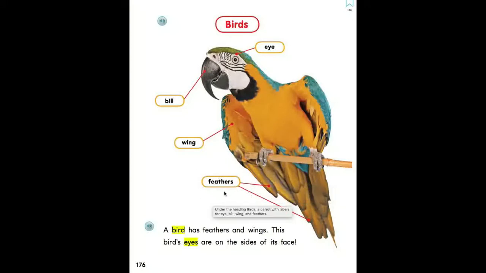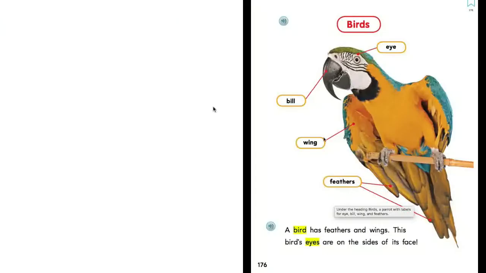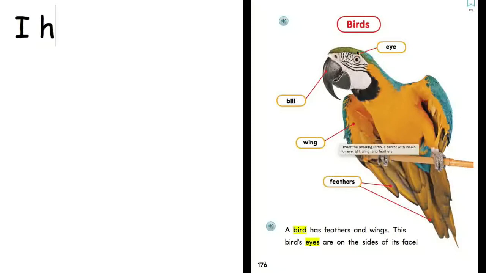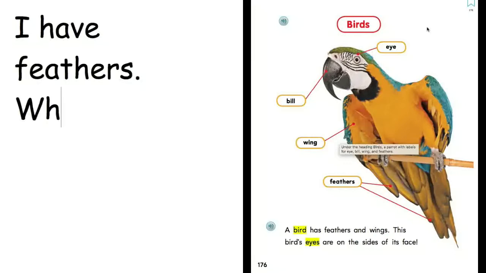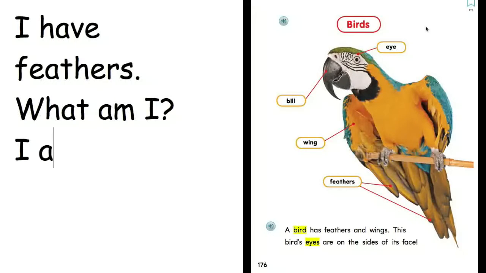That's very special. So if we wrote a riddle, if we were trying to have someone guess, we could say, I have feathers. What am I? I am a bird. Very good.